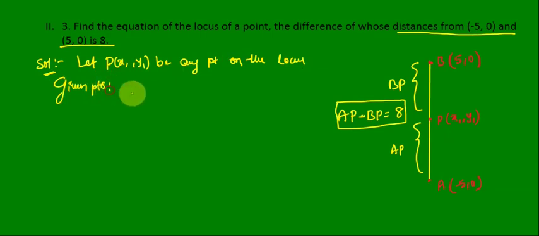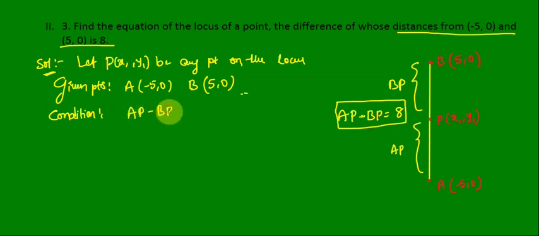So what are the given points? Here we assume the first point A as (-5, 0) and the second point B as (5, 0). Now what is the condition here? The condition is AP minus BP is equal to 8. Distance from A to P minus distance from B to P is equal to 8, he is saying. Okay.